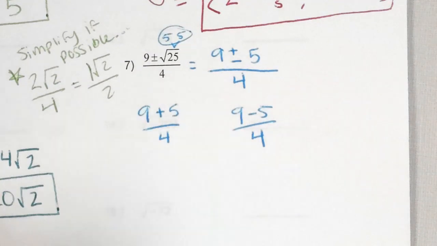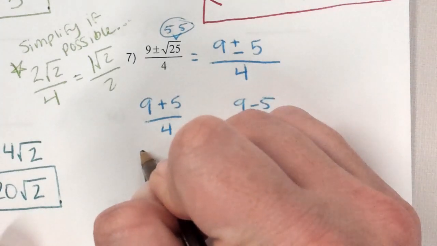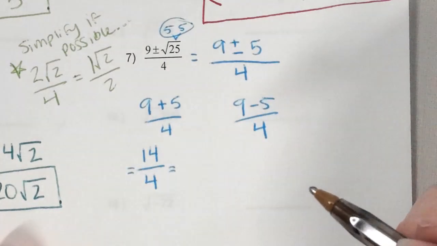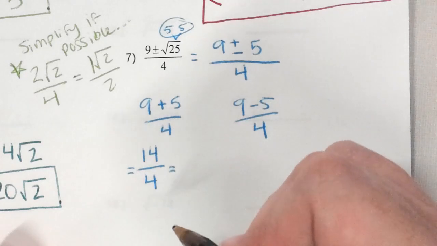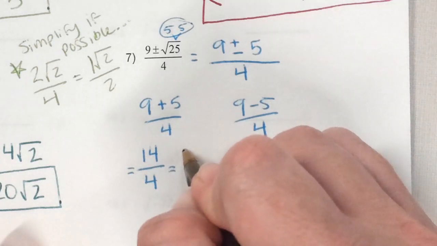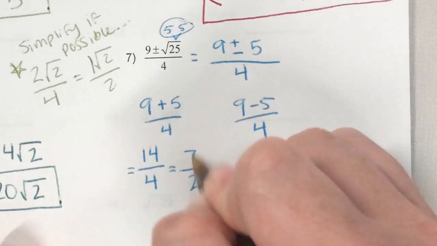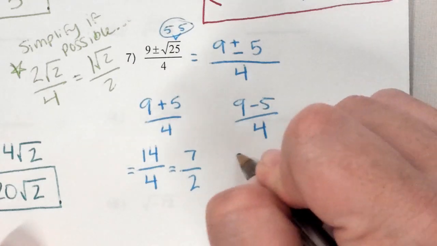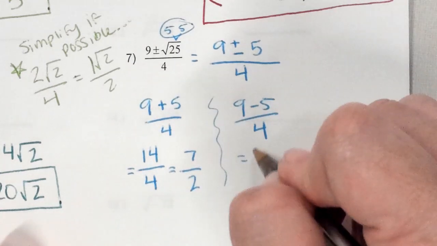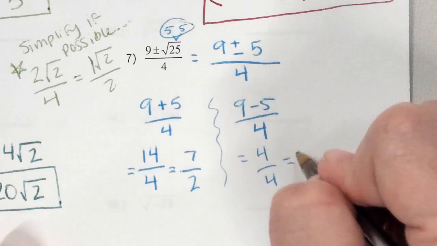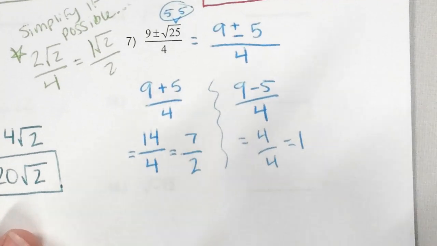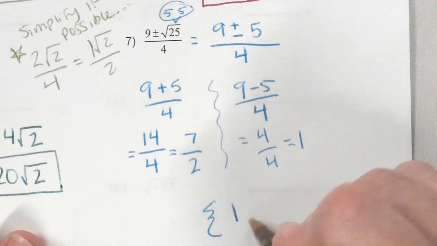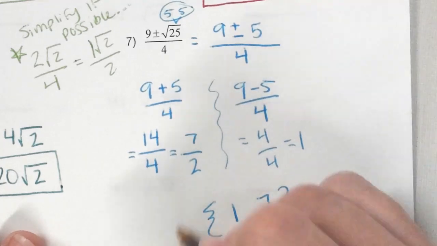Well, what's 9 plus 5? 14. Okay, and does 14 over 4 simplify? Well, they're both even. So we can start with half. What's half of 14? 7. And what's half of 4? 2. Does 7 over 2 simplify? No, 7's prime, so we're done. So there's one of your answers. Here, what's 9 minus 5? So I'm left with 4 over 4. And what's 4 over 4? 1. There's my two answers. So least to greatest, 1 is actually smaller because 7 divided by 2 is 3.5. So there's your answer.